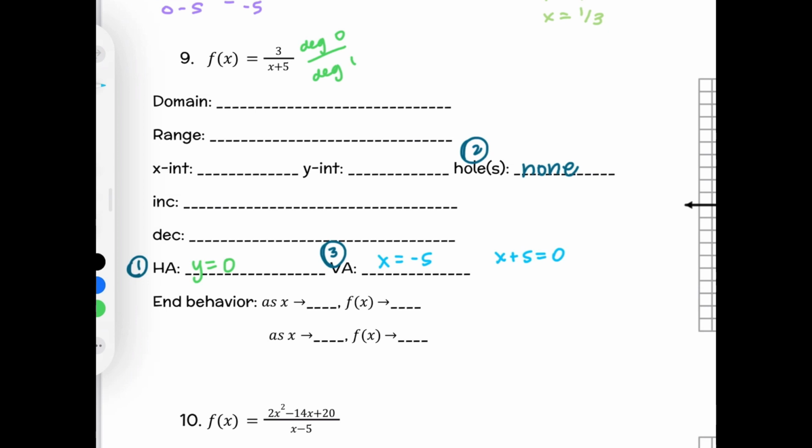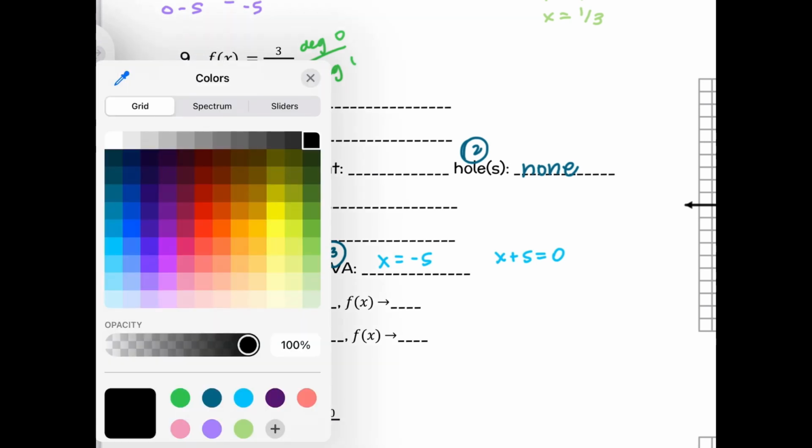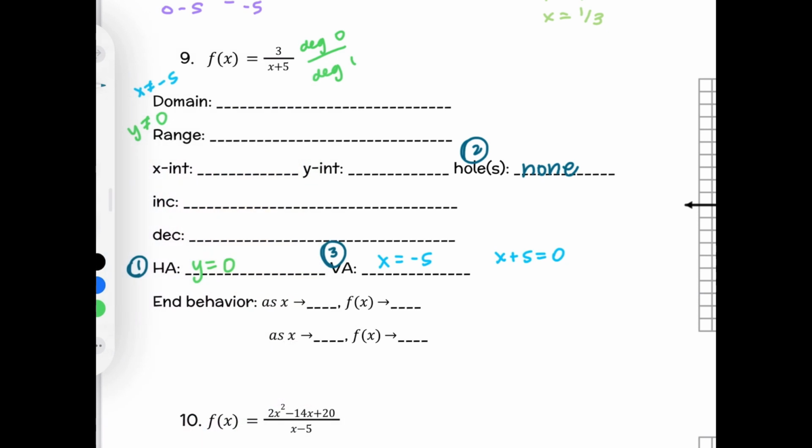All right, let's do domain and range next. So let's take out our discontinuities. X can't equal negative 5 because of that vertical asymptote. Y can't equal 0 because of the horizontal asymptote. So there's only one number to take out because we don't have a hole this time. So we would write this negative infinity to negative 5 union negative 5 to infinity. The range would be negative infinity to 0 union 0 to infinity.